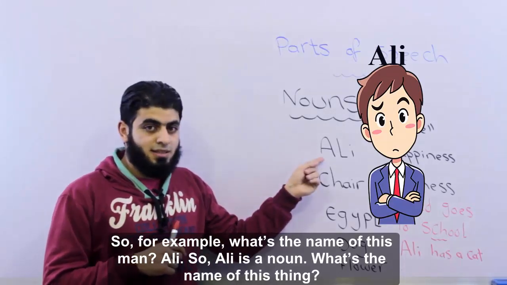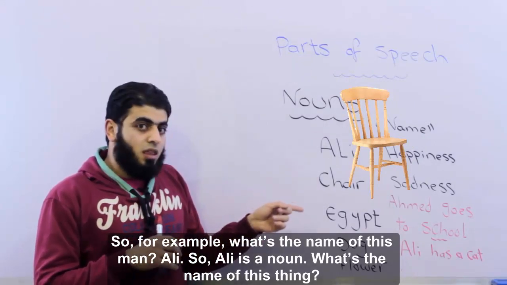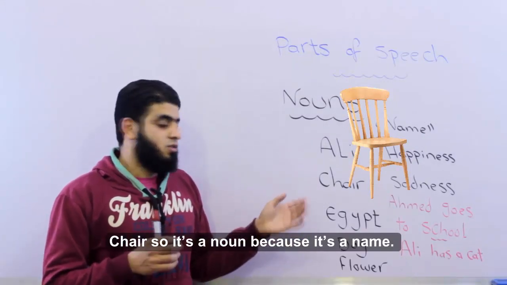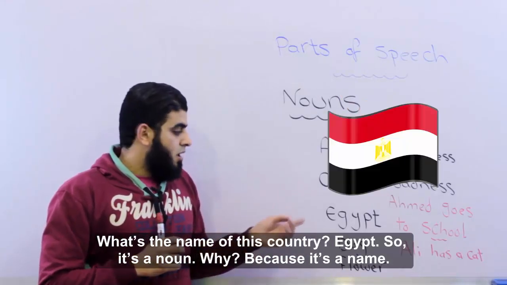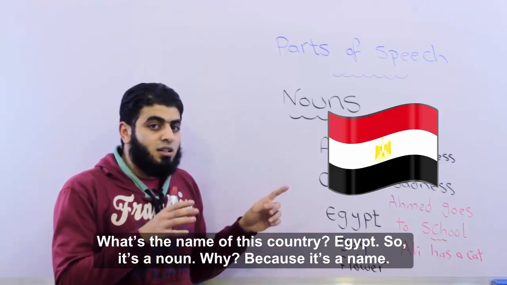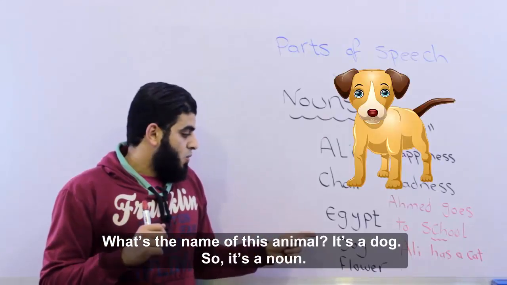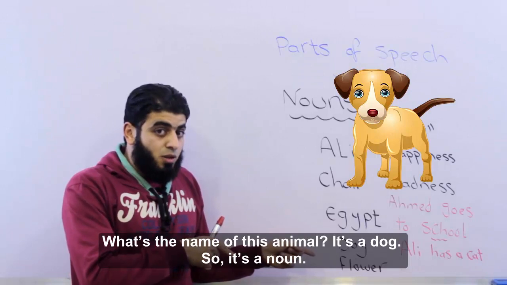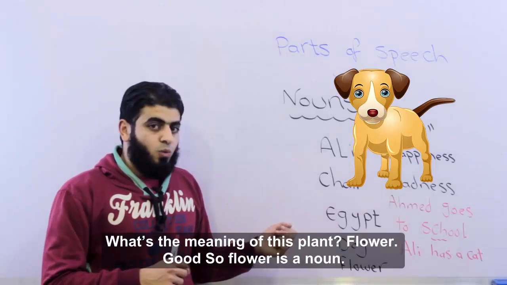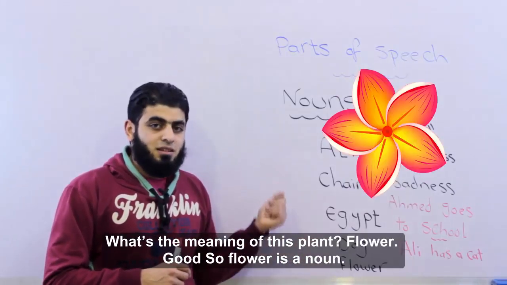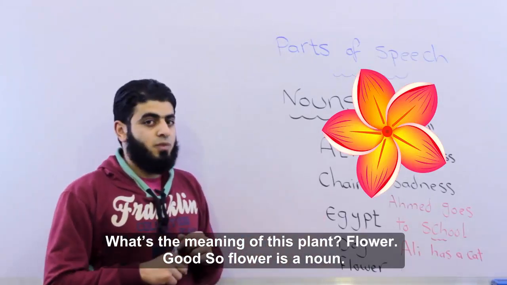Ali. So Ali is a noun. What's the name of this thing? Chair. So it's a noun because it's a name. What's the name of this country? Egypt. So it's a noun. Why? Because it's a name. What's the name of this animal? It's a dog. So it's a noun. What's the name of this plant? Flower. Good. So flower is a noun.